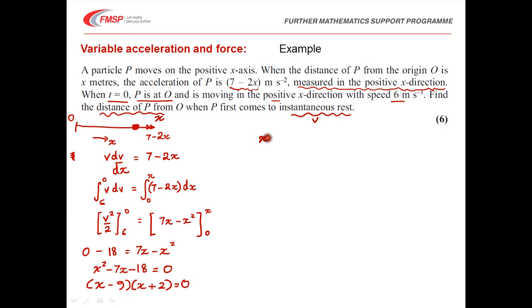We know therefore that x equals 9, or x equals negative 2. But we can eliminate this one, because we know that it's moving on the positive x-axis. It told us that in the first line here. So we know that x is greater than 0, so our answer then is that x equals 9 when v is 0. And that's our question done.